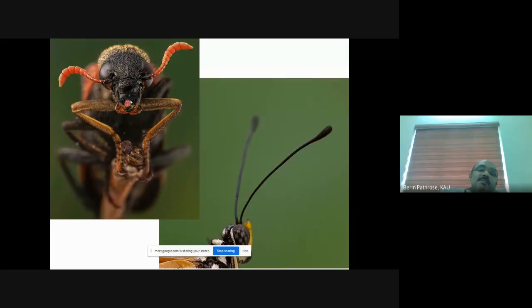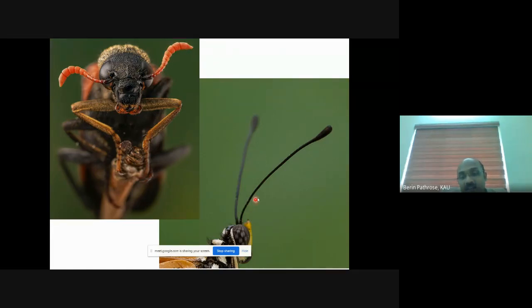See, this is a typical blister beetle. This is a picture of a blister beetle. So you can see it is clavate. You can see with each segment, the size of the segment increases as we move from the base to the tip of the antenna.